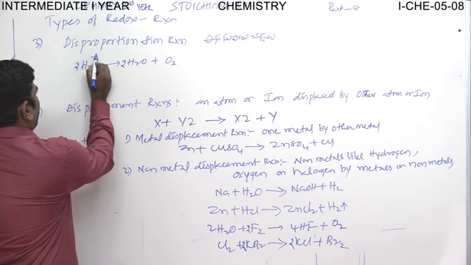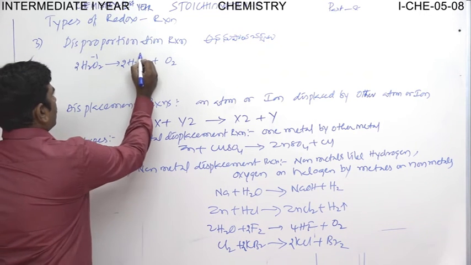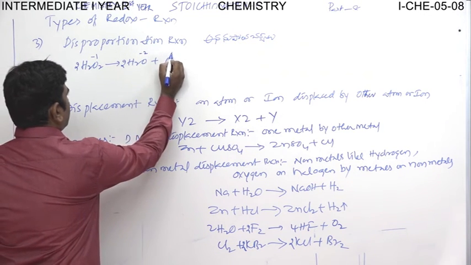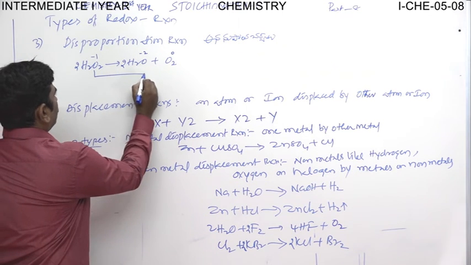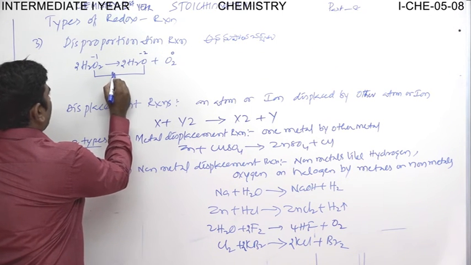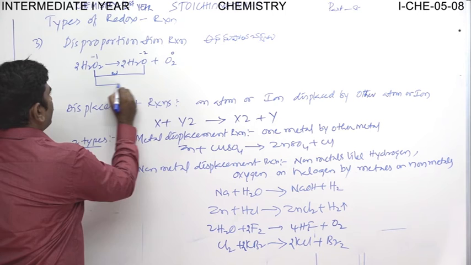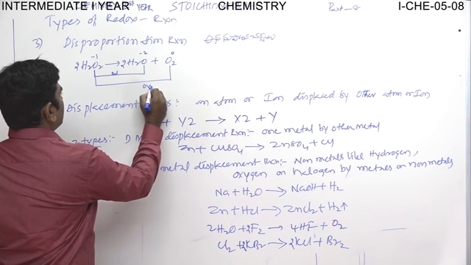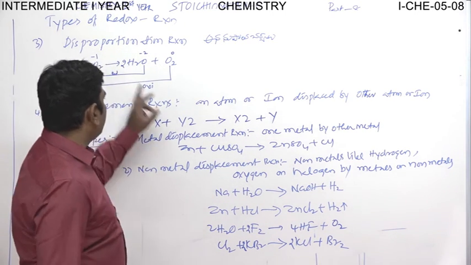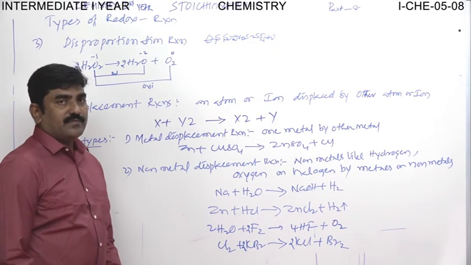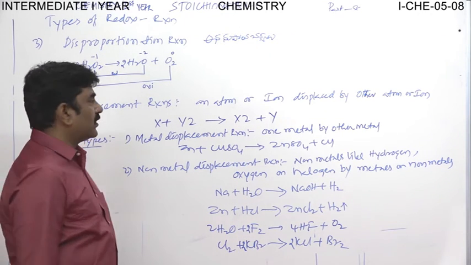Here the oxidation state of oxygen is -1. Here the oxidation state of oxygen is -2. Here the oxidation state of oxygen is 0. So -1 to -2 is what? Reduction. So -1 to 0, which process is it? Oxidation. The same oxygen is undergoing oxidation and reduction. That's why this type of reaction is called a disproportionation reaction.